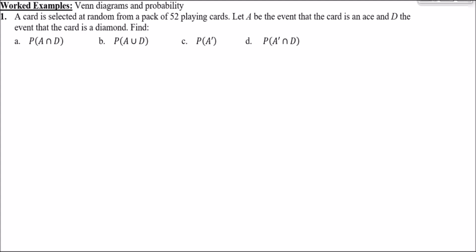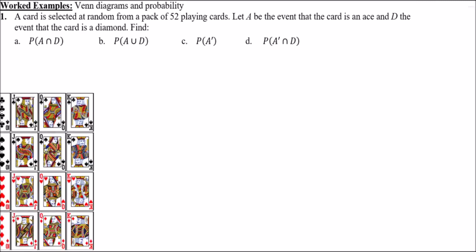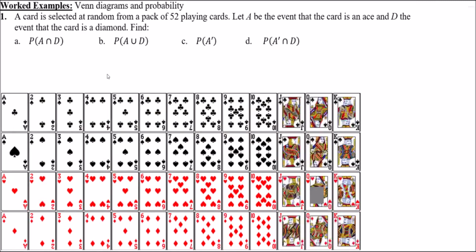A card is selected at random from a pack of 52 playing cards. Let A be the event that the card is an ace, and D the event that the card is a diamond. If you're totally clueless about cards or how many cards are in a deck, don't worry, I'm going to just explain to you now pictorially. So A, B, C and D, we'll come to that in a moment. So 52 playing cards, what are they? This is a deck of cards.